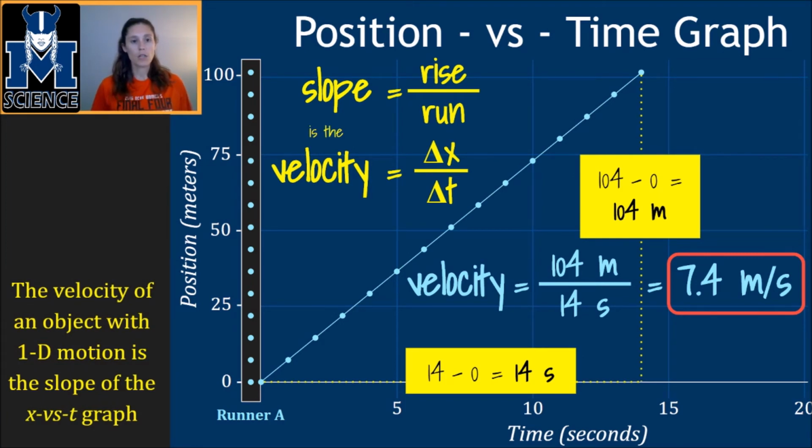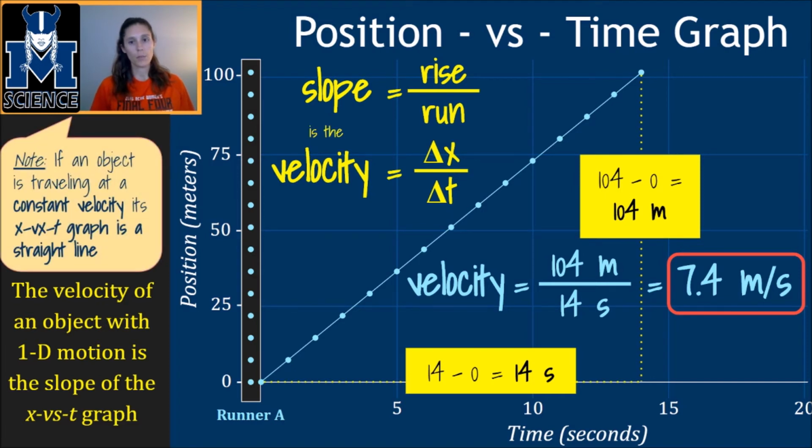The velocity of an object in 1D motion is the slope of an x versus t graph. Okay, so this is for linear motion. We know the velocity from the slope of the position versus time graph.